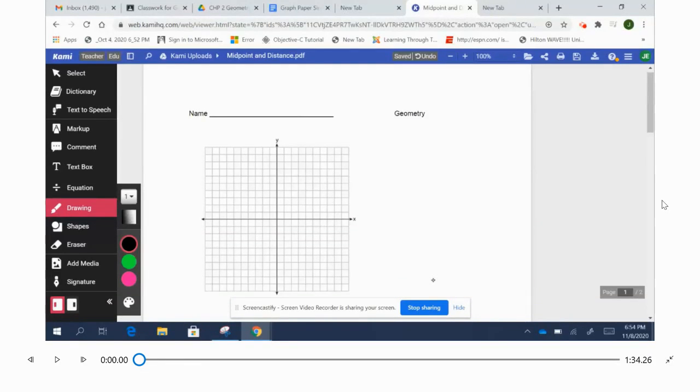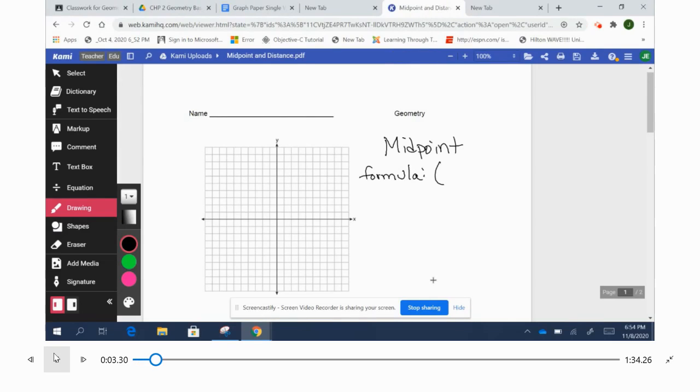So chapter 2 notes, midpoint and distance is what we'll be demonstrating here in this video. So we'll start with midpoint. Now there is a formula that can be used. It's basically think average. So add the x values, then divide that sum by 2.